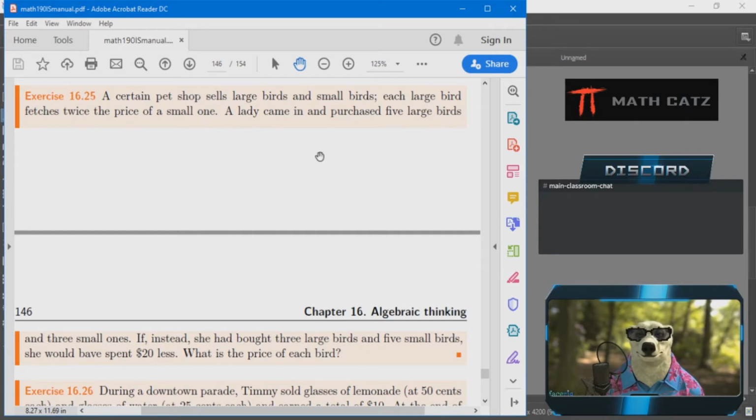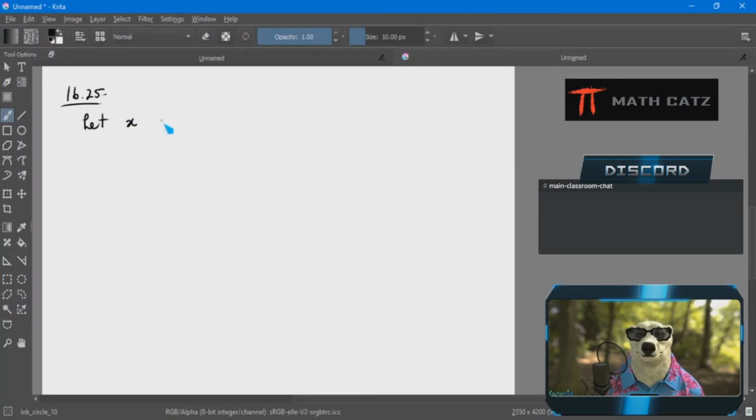Usually, to make things a little bit easier, though there is no real difference, it would be a bit more convenient to choose the smaller of the 2 amounts. I'm not looking for number of birds here. I'm looking for the price of each bird. Now, if a large bird is twice the price of a small one, the small one is the cheaper one. And it's just going to make things look a little nicer. It's not necessary to do it this way.